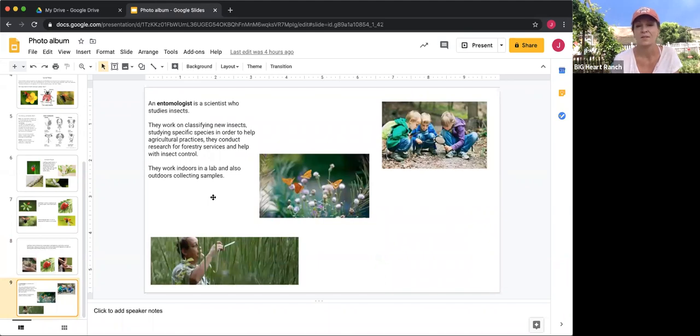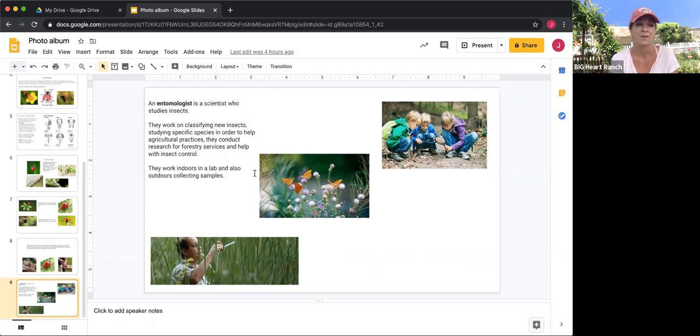And if you're really interested in bugs, you might be curious to look up how to become an entomologist, which is a scientist who studies insects. And they have all sorts of different categories of entomologists based on what specific type of insect you want to study. So an entomologist kind of covers all of them, but if you wanted to study bees, that's a different type of name.